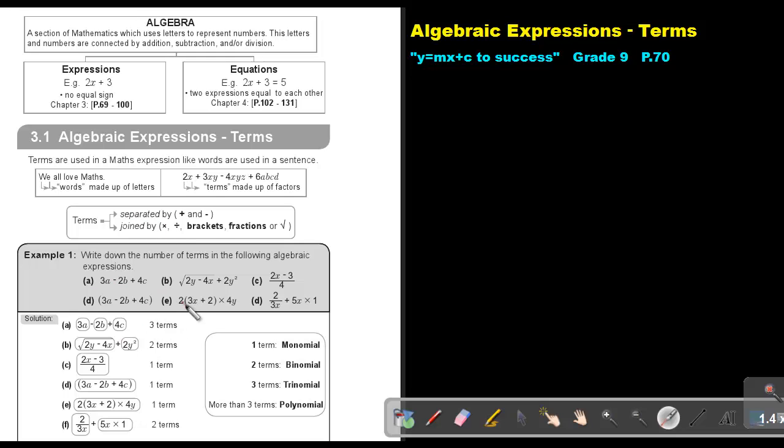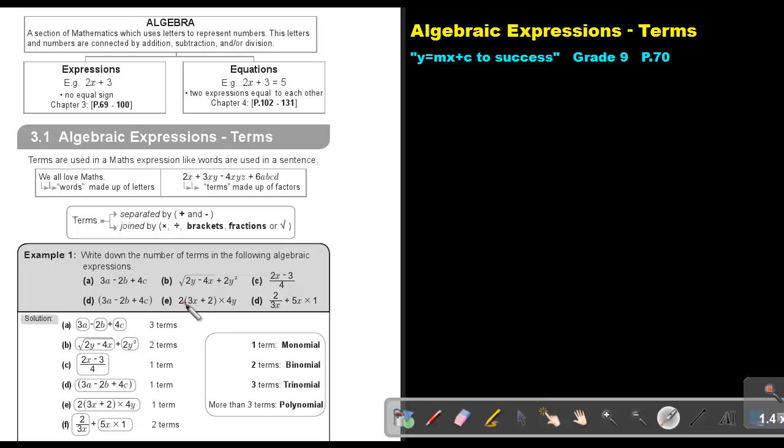Okay, so let's look at number B. Remember that the root combines that part. So there are only 2 terms. If I look at this, this long division stripe combines that whole thing, so there will only be 1 term. And this one, brackets. What does bracket do? Bracket combines. There were 3 terms, but due to the brackets, there's only 1 term.